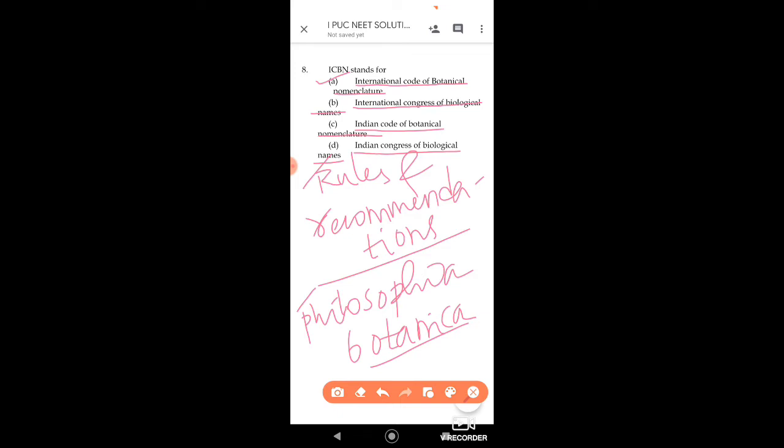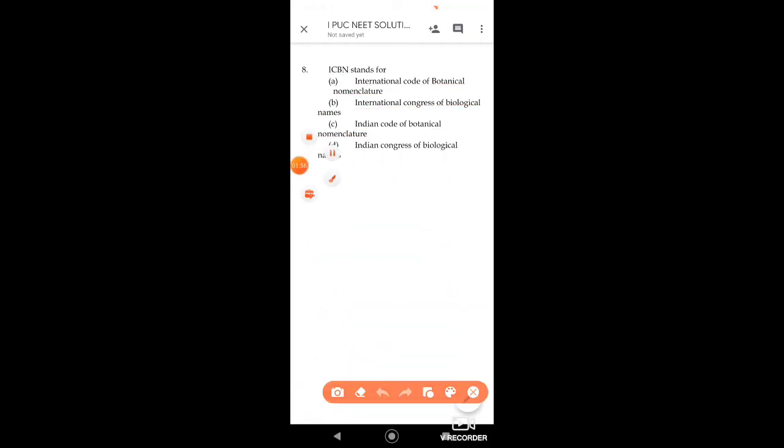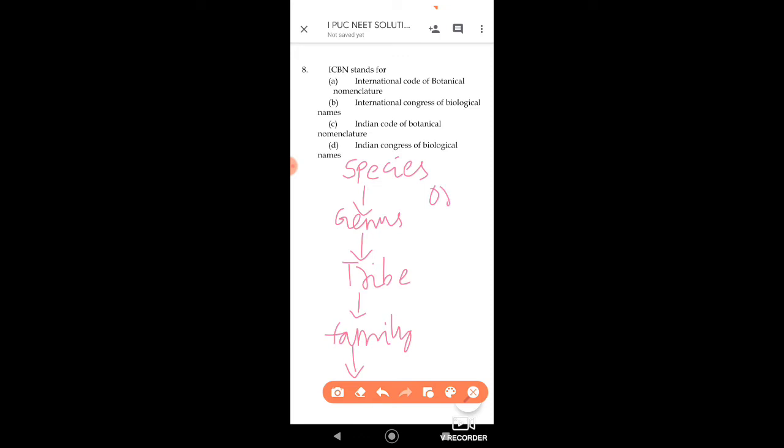Dear students, further let me tell you that ICBN follows this order of ranks of taxa. It starts from the lowermost, that is the species is the first rank. To go with that, next comes the genus, all right, which is according to the Philosophia Botanica, the book written by Carolus Linnaeus, all right. Then comes the tribe. To go with that, next comes the family, then we have the order, all right. After order there comes series, after series there is class, after class there is division, and finally we have the kingdom. At last we have the kingdom.